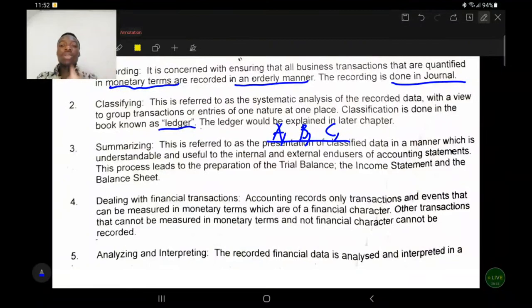Is that okay? So at the end of the day, we classify them into, let's say, information A, B, and so on, which is going to be in various classes. Let's say class X, Y, and Z. I hope that is clear. So that is the classification aspect that you are talking about.